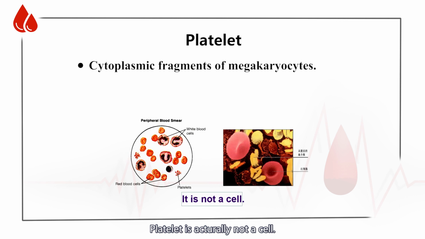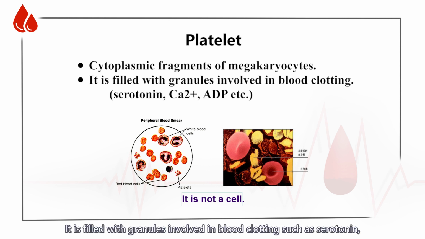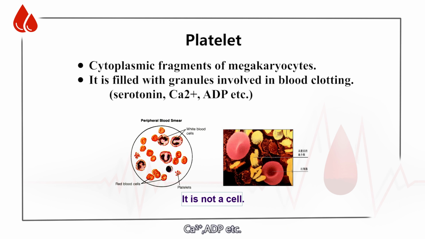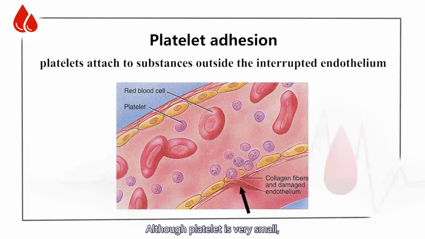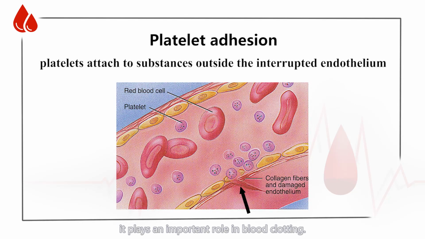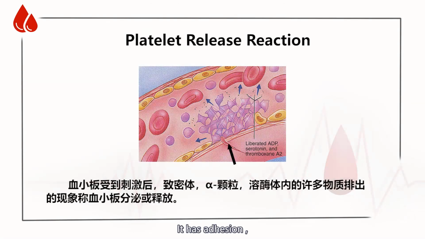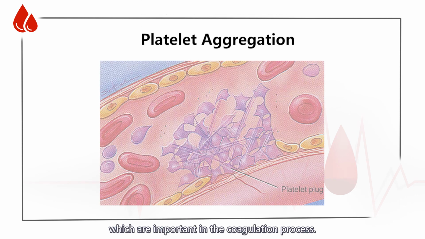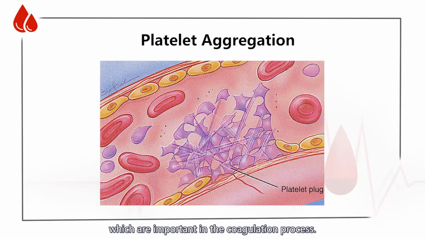Platelet is actually not a cell. It is a cytoplasmic fragment of megakaryocyte. It is filled with granules involved in blood clotting, such as serotonin, calcium, and ATP, etc. Although platelet is very small, it plays an important role in blood clotting. It has adhesion, release reaction, and aggregation functions, which are important in the coagulation process.